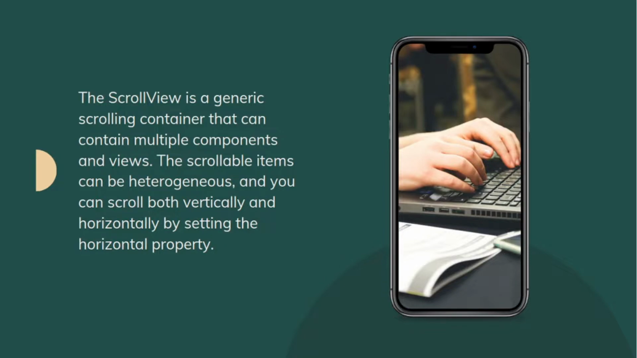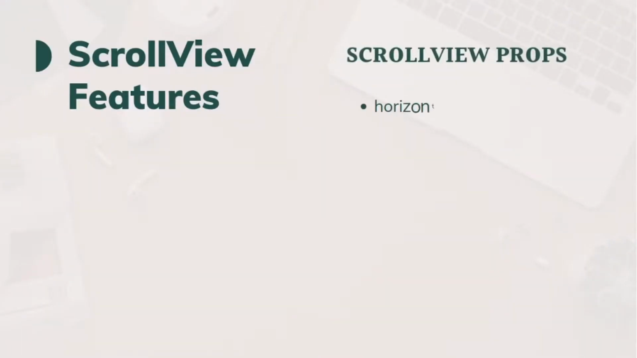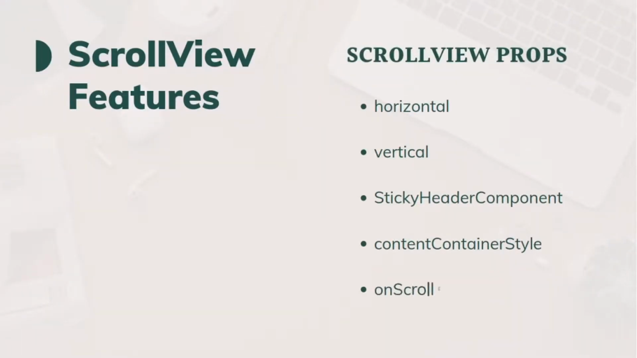In the scroll view we can scroll the components in both directions, vertically and horizontally. By default, the scroll view container scrolls its components and views vertically. To scroll its components horizontally, it uses the horizontal prop, which should be true. By default, it's false. By default, scroll view only scrolls vertically while dragging.